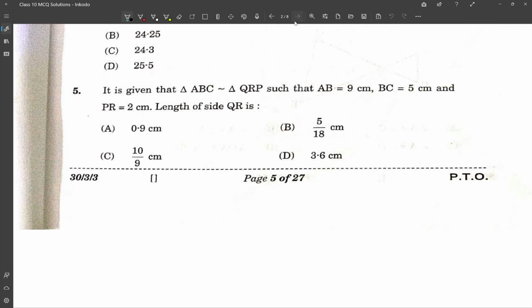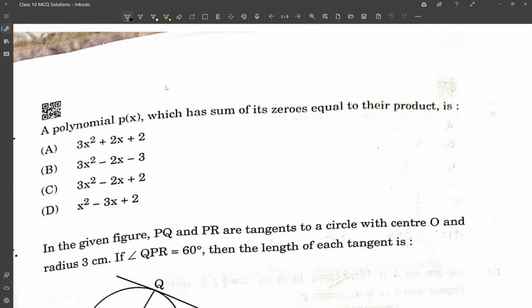On to the next question. A polynomial which has sum of its zeros equal to the product, which means minus b by a is equal to the sum of its zeros is equal to the product of zeros, which means the negative coefficient of x should be equal to the constant part. Now, is it possible here that the negative coefficient of x is not equal to the constant? The negative coefficient of x is not equal to the constant. The negative coefficient of x is here equal to the constant. So option C is the correct answer. This would also fail the condition.